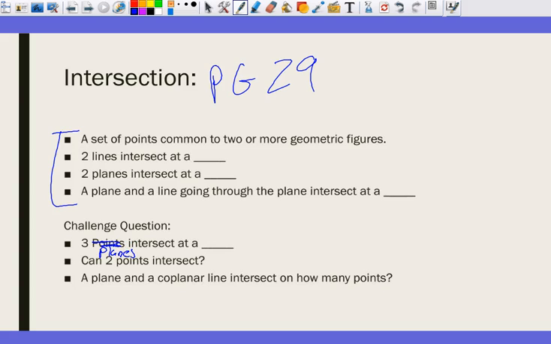The definition of an intersection is, and I got this straight from the textbook, a set of points common to 2 or more geometric figures. What are geometric figures? Lines, planes, boxes, all sorts of stuff. What does this really mean? I guess in non-jargony terms, wherever figures touch each other, where 2 lines touch, where 2 planes touch, where 2 boxes would touch, stuff like that.